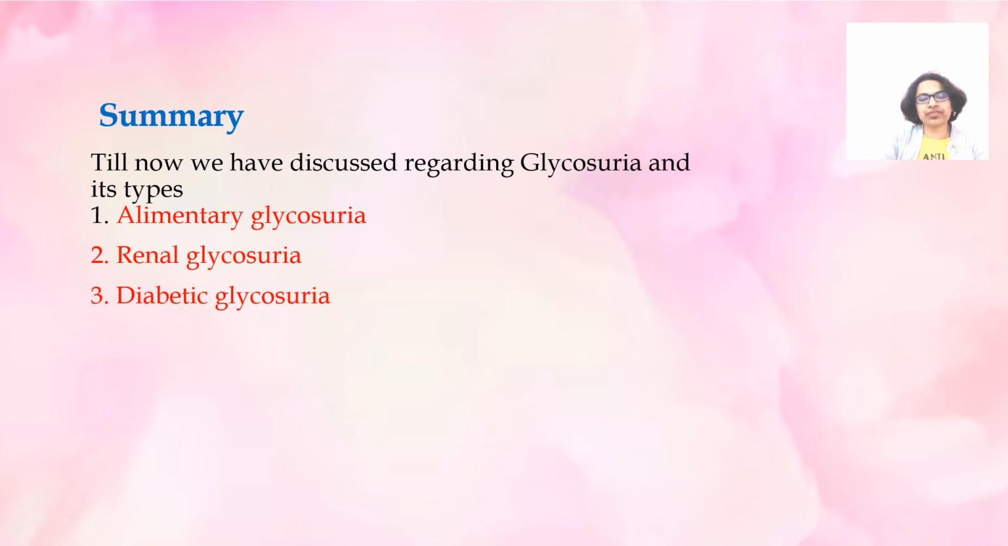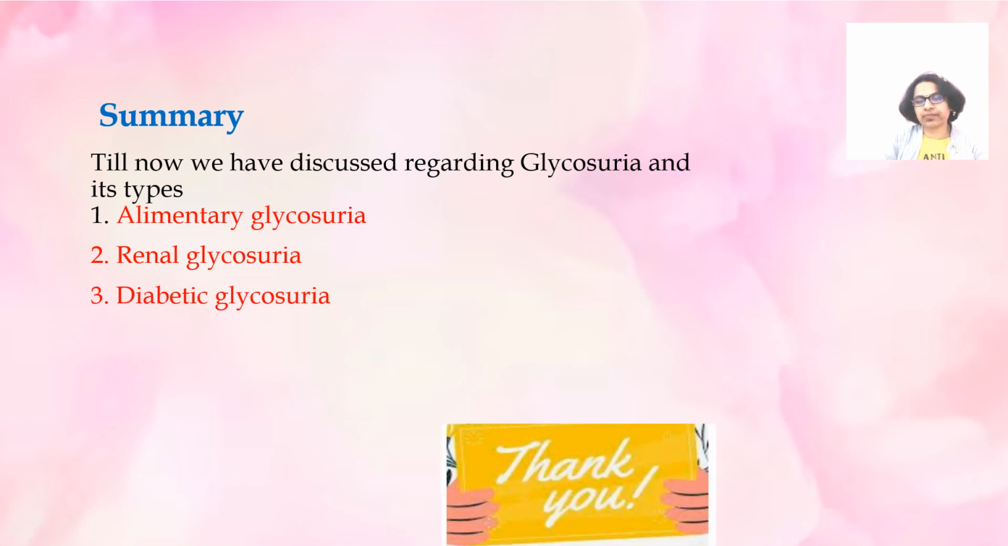Alimentary glycosuria is because of the involvement of the intestine. Renal glycosuria is because there is a problem directly in the kidneys; it may be inherited or acquired. Diabetic glycosuria is because of a lack of secretion of insulin or unavailability of insulin in our body. There is a deficiency of insulin, so that is known as diabetic glycosuria.